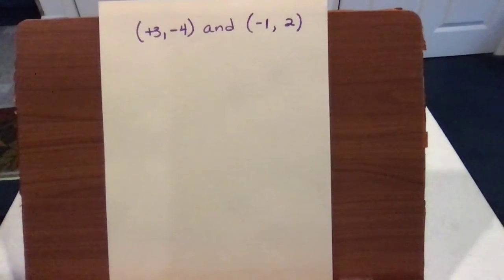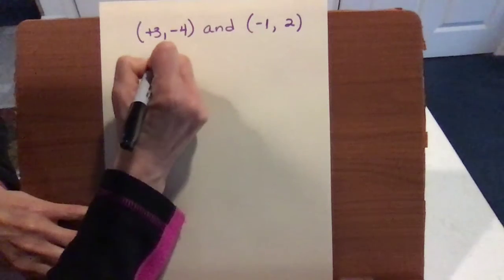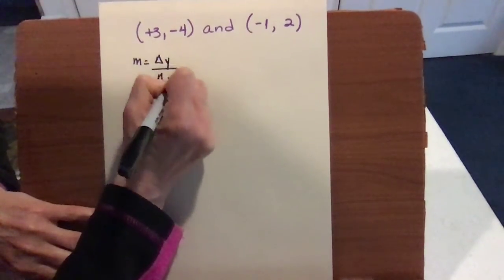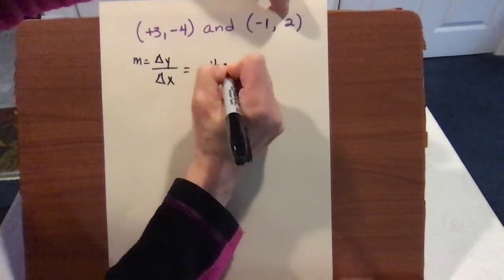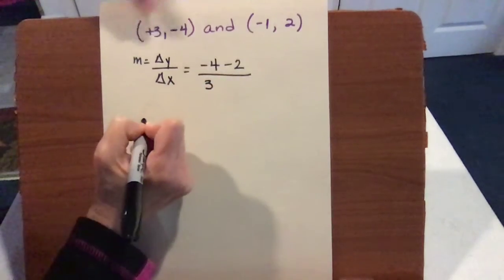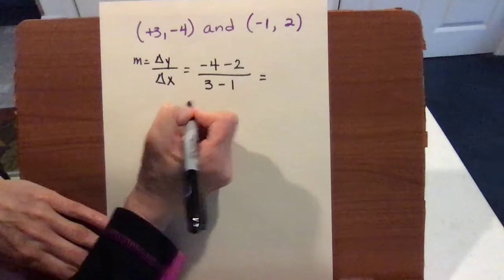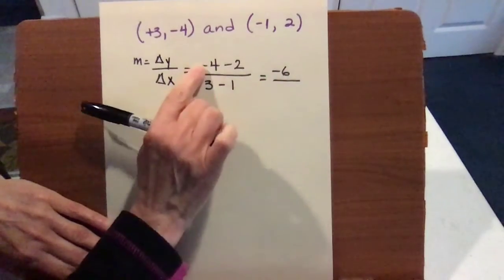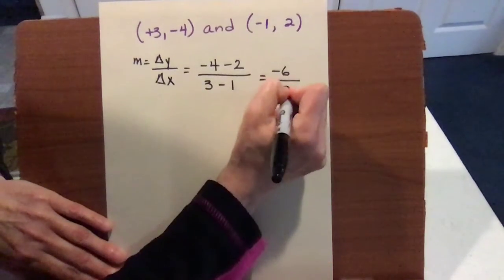All right, next and last problem. We have a +3, -4, and a -1, 2. To get our slope, change in y over change in x. -4 is our y, minus 2. 3 is our x, minus 1. -4 minus 2 is -6. So if you have 4 negatives and 2 negatives, you have 6 negatives. 3 minus 1 is 2.